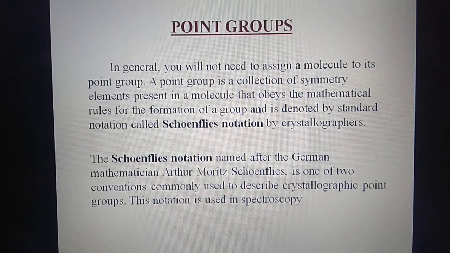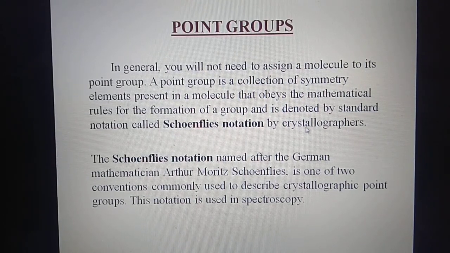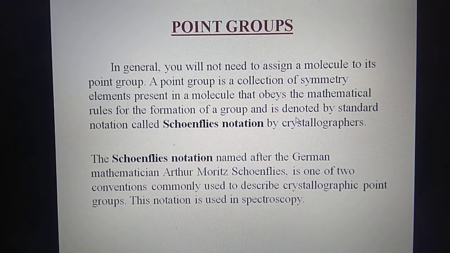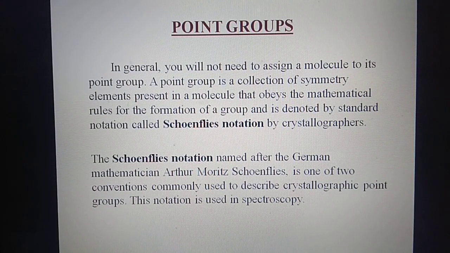Now, let's talk about the definition. A point group is a collection of symmetry elements present in a molecule that obeys the mathematical rules for the formation of a group. And point groups are denoted by standard notation called Schoenflies notation by crystallographers. I hope you understand. So what is a point group? It is actually a notation which is assigned to a group, and we have already learned about the group. What is a group? It is just a collection of symmetry elements that follow certain postulates.